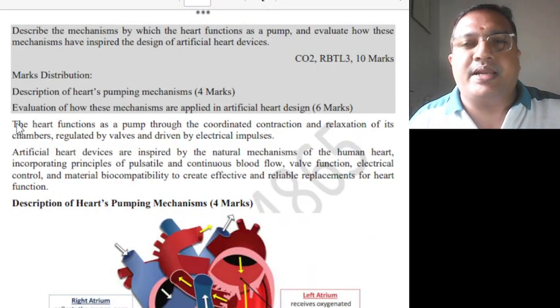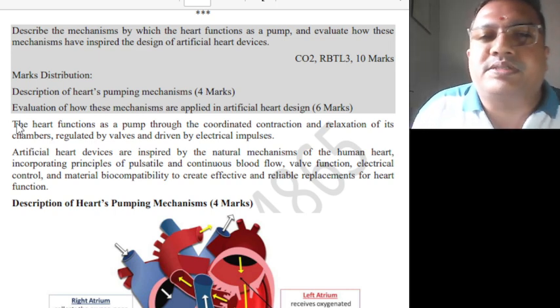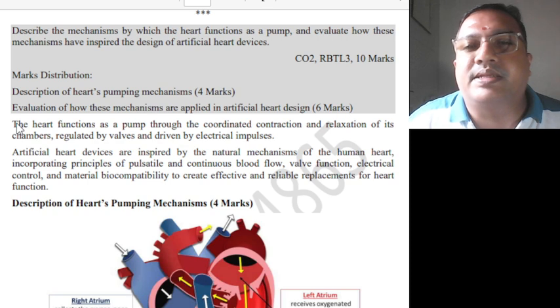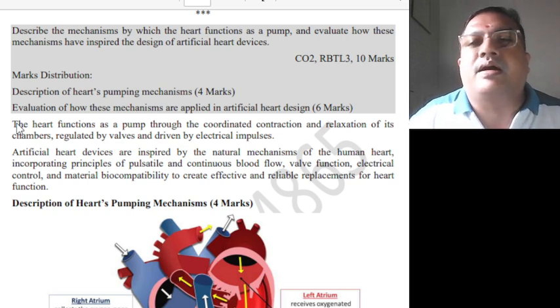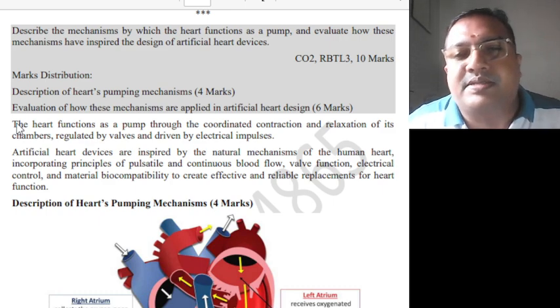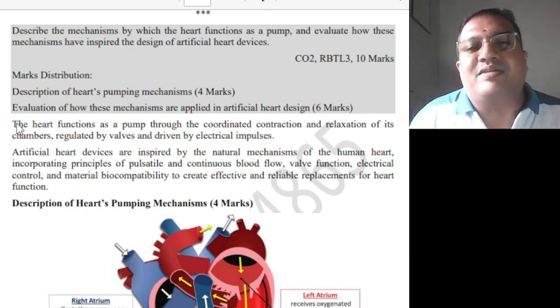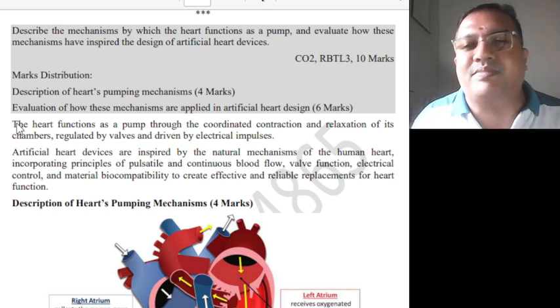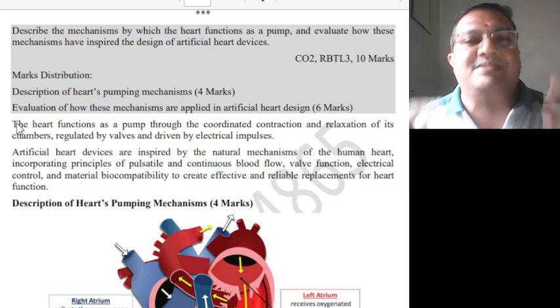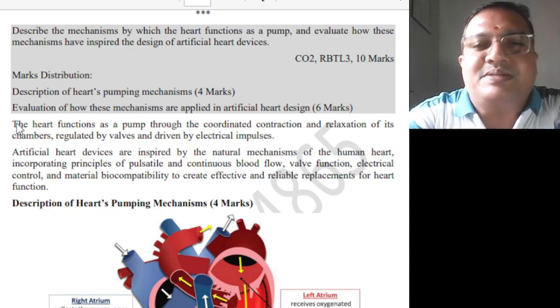Okay, the question: Describe the mechanism by which the heart functions as a pump and evaluate how these mechanisms have inspired the design of artificial heart devices. Marks distribution: describing the heart pumping mechanism is only 4 marks. Evaluating this mechanism in applied artificial heart design is 6 marks. That is how I arranged the question's marks distribution.